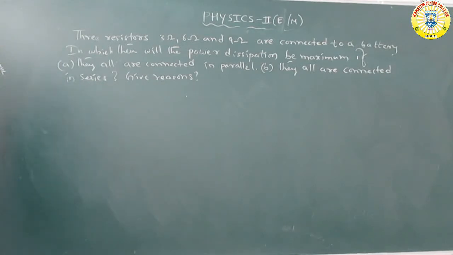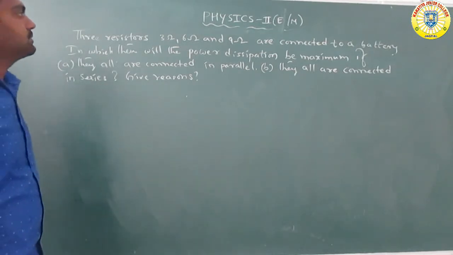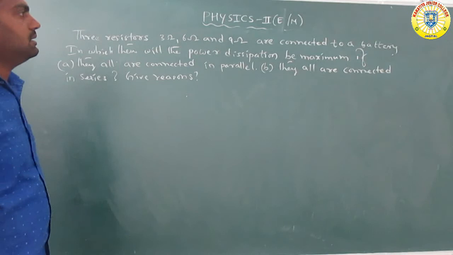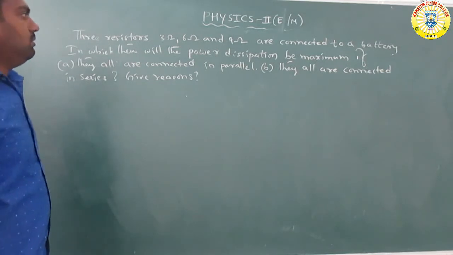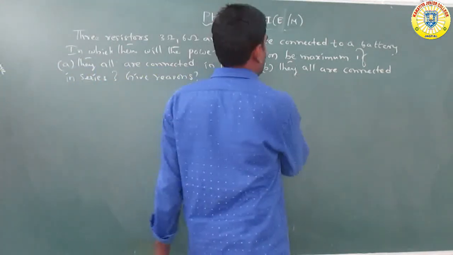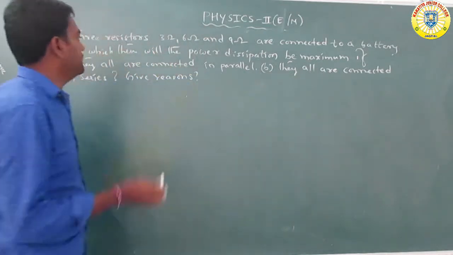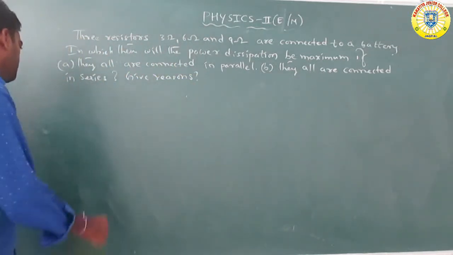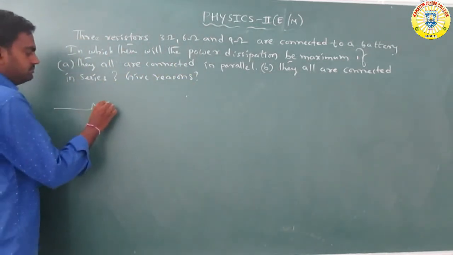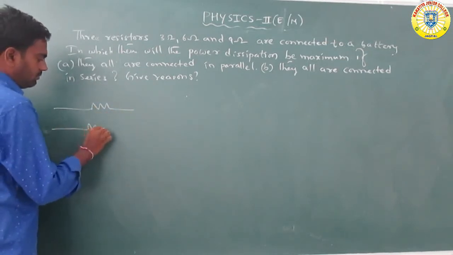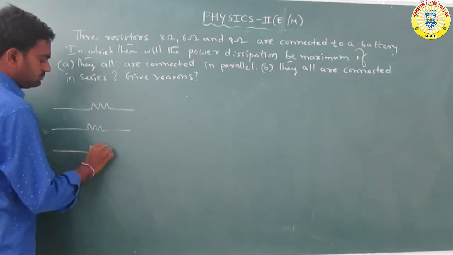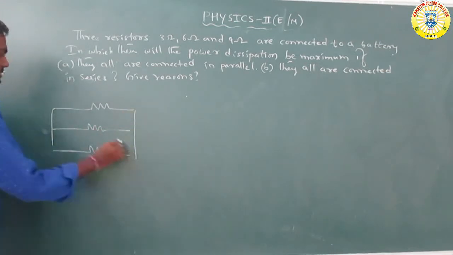Three resistors, 3 ohms, 6 ohms and 9 ohms, are connected to a battery. The combination is taken, which combination? Series combination and parallel combination. So the three resistors.